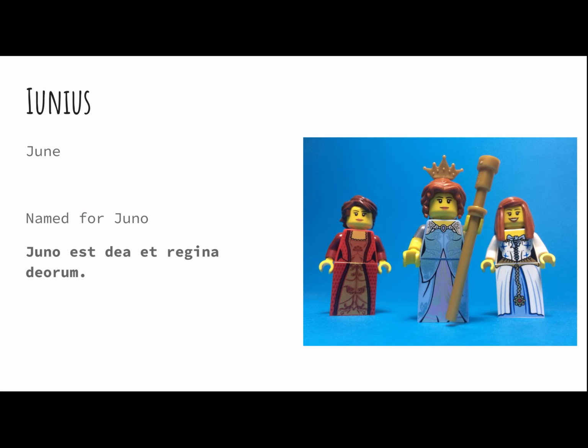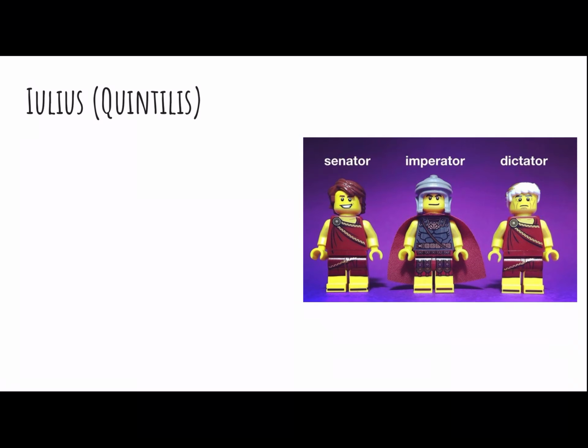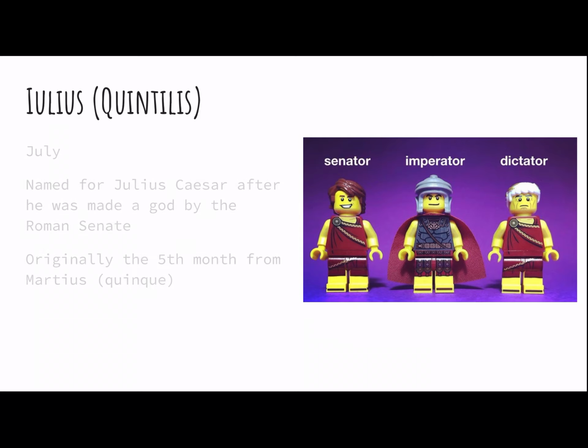Julius, or Quintilis. It was originally the 5th month, so July, but then it was named after Julius Caesar after he was made a god by the Roman Senate.